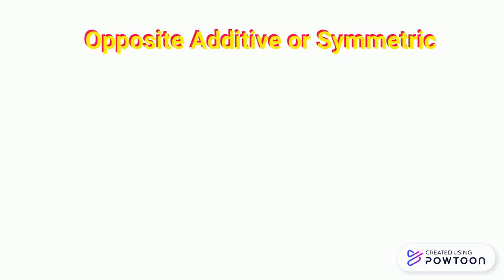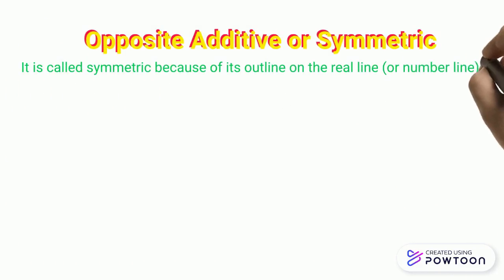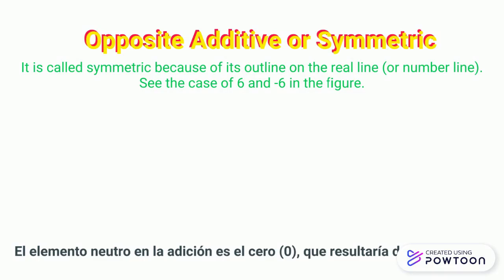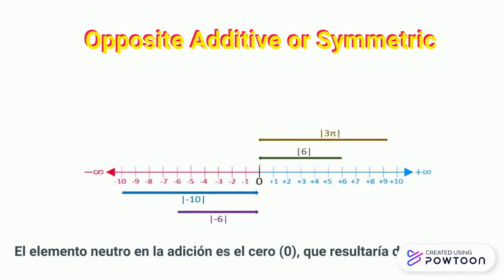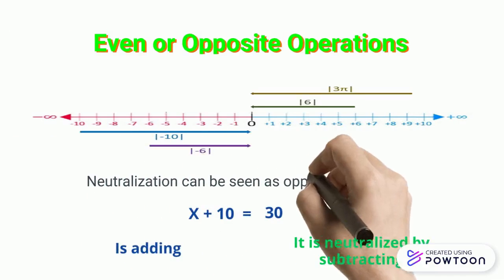Opposite additive, or symmetric. The neutral element in the addition is 0, which will result from operating 6 minus 6. It is called symmetric because of its scheme on the real line. See the case of 6 and negative 6 in the figure. The element opposite 10 is minus 10. It is its additive opposite. Another point of view would be to see the reverse operation.